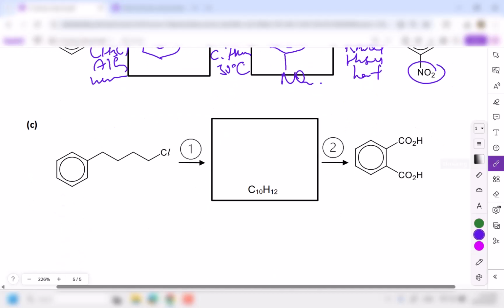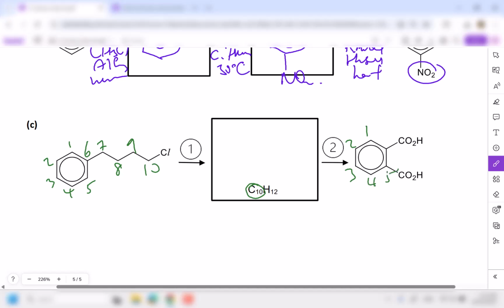Right, so next, part C. Part C is an interesting question, because you only have 2 steps, and what's going to happen is that you go from 10 carbons to 8 carbons. If I do a carbon count here, that will be 1, 2, 3, 4, 5, 6, 7, 8, 9, 10. Then over here, 1, 2, 3, 4, 5, 6. So 7 is likely to remain.